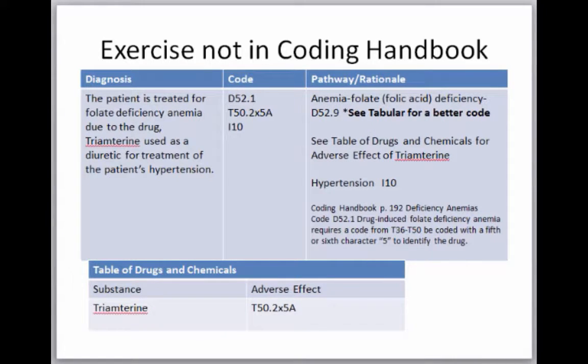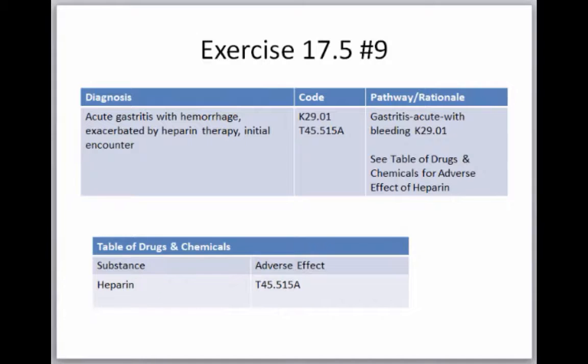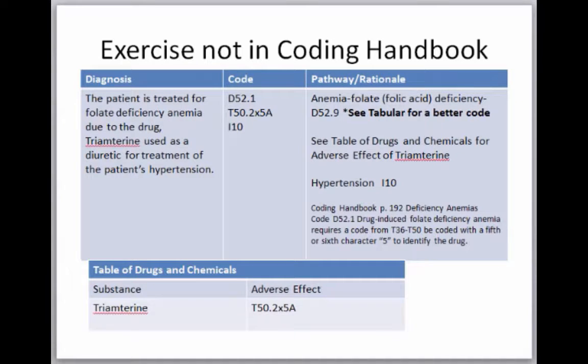Here's an exercise. Whoops, did I miss one? Nope. Here's an exercise not in the coding handbook. As you know, I like to give you some of these so that you have additional information that helps you use the code book in a different way, perhaps, than the coding handbook has. In this diagnosis, the patient is treated for folate deficiency due to triamterene, and triamterene is used as a diuretic for the treatment of hypertension.